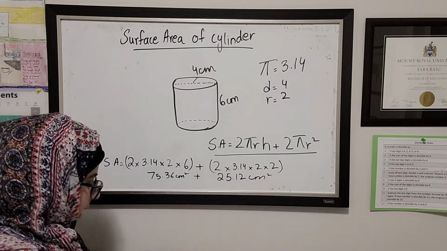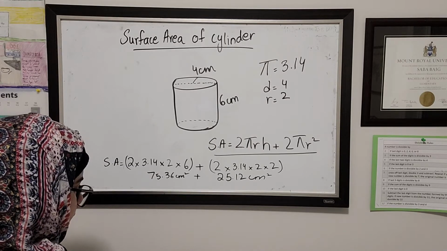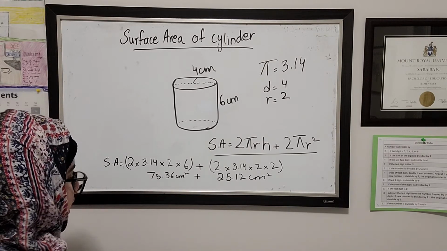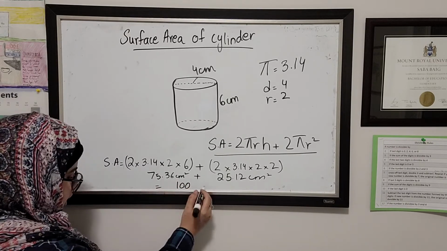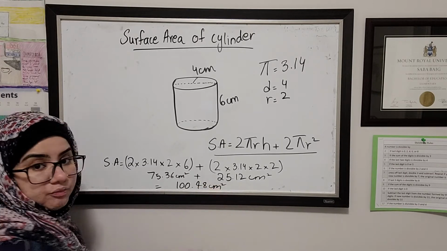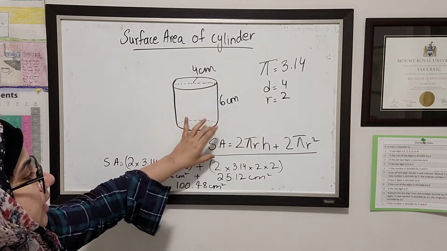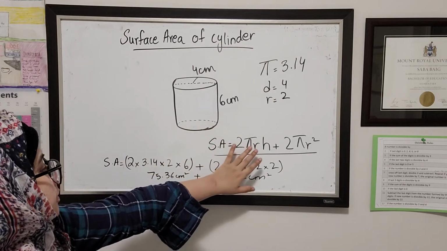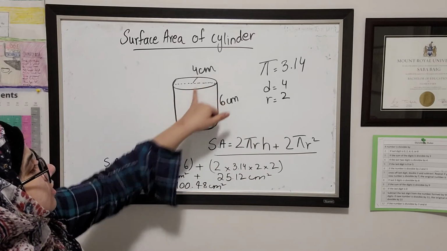Now I'm going to add these two parts, in centimeters squared: 75.36 plus 25.12 equals 100.48 centimeters squared. Simple, very easy. You just need to write down your formula and replace the variables, the letters, with the values given.